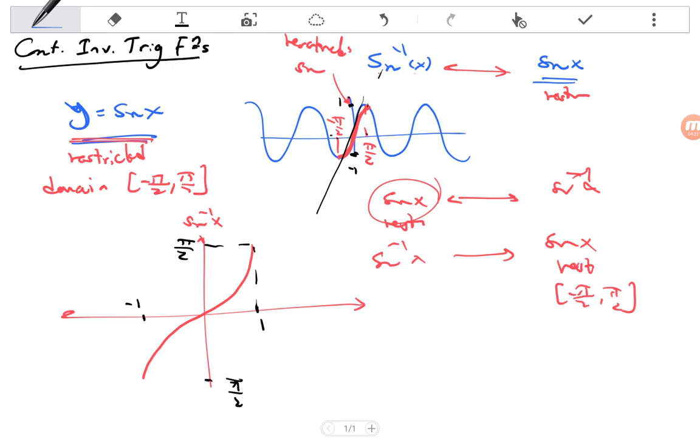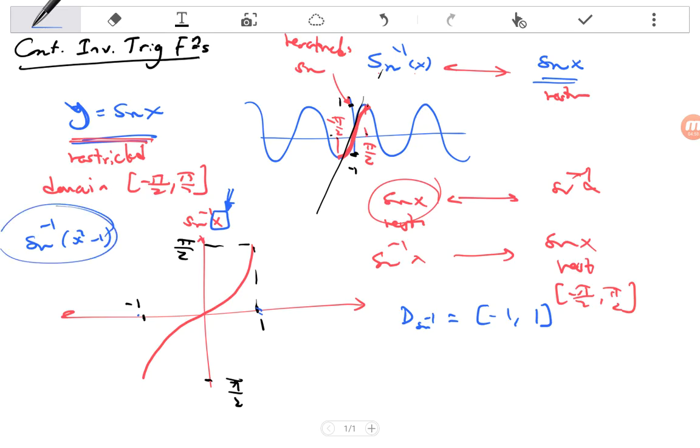Let's remember some of its properties. What was the domain of sine inverse? What are the restrictions on the inputs of a sine inverse? It must be a value from negative 1 to 1. So when I give you a problem, for example, find the domain of sine inverse of x squared minus 1.